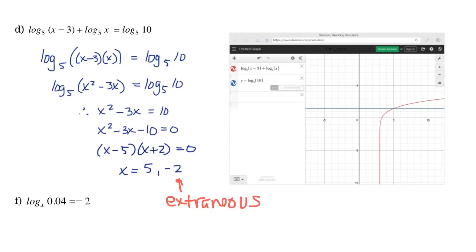It's not a solution to the problem, right? Our solution is that x equals 5.